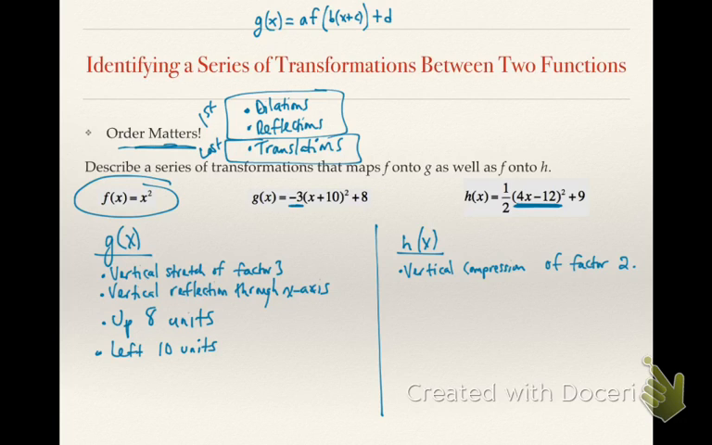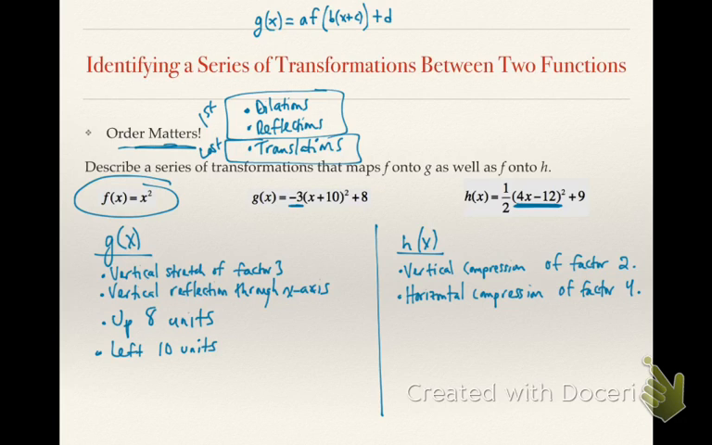Now let's look at the horizontal dilations and reflections. I'm noticing I'm multiplying this x by a 4. That means I have a horizontal compression of factor 4. I also notice I don't have any negatives there, so there are no reflections through the y-axis.